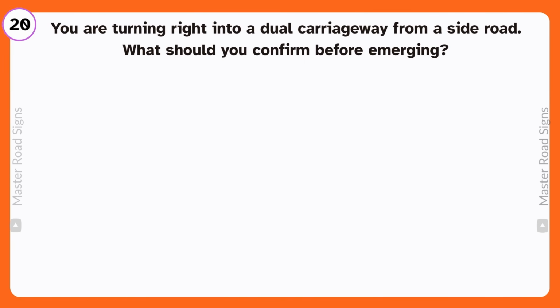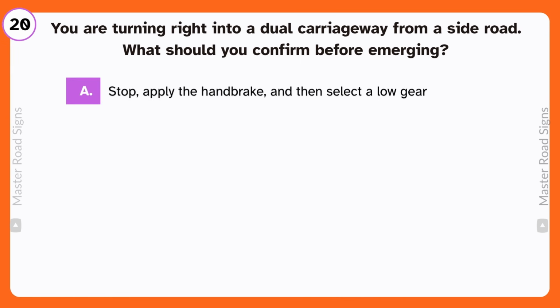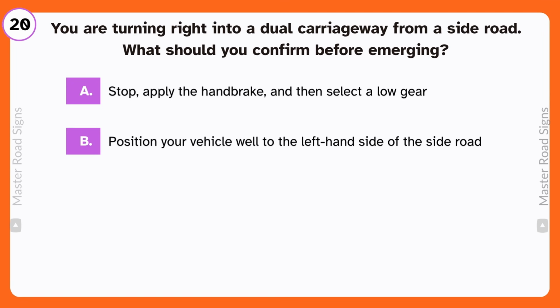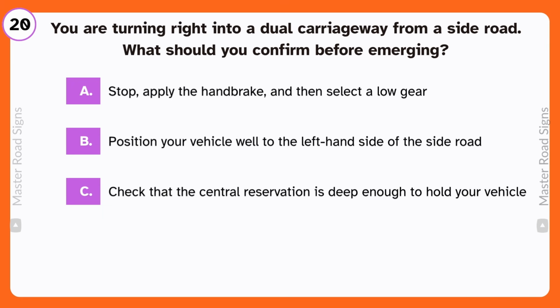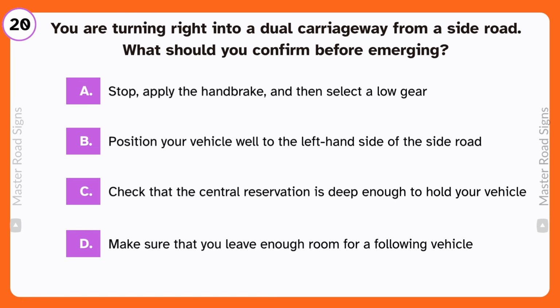Question 20. You are turning right into a dual carriageway from a side road. What should you confirm before emerging? Option A. Stop, apply the handbrake, and then select a low gear. Option B. Position your vehicle well to the left-hand side of the side road. Option C. Check that the central reservation is deep enough to hold your vehicle. Option D. Make sure that you leave enough room for a following vehicle.